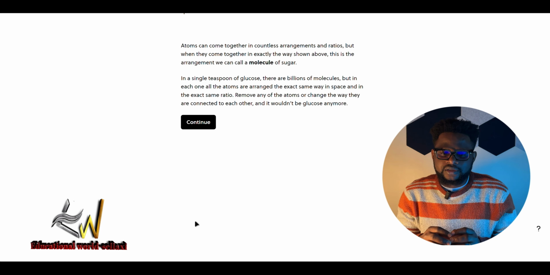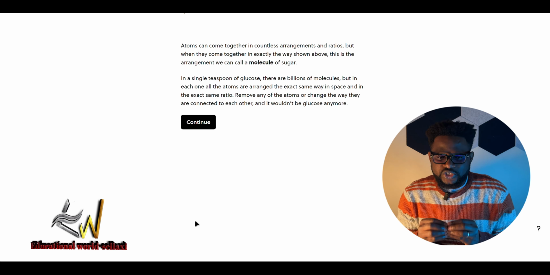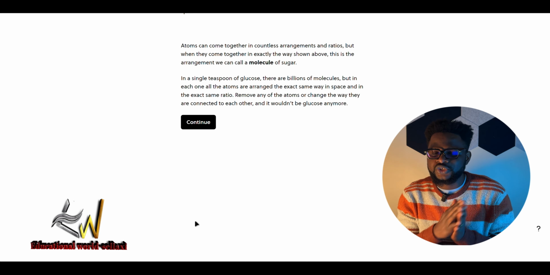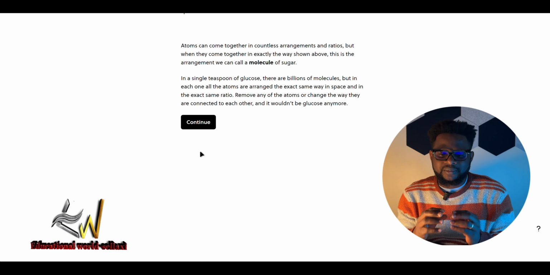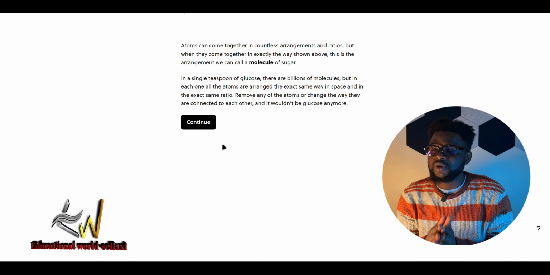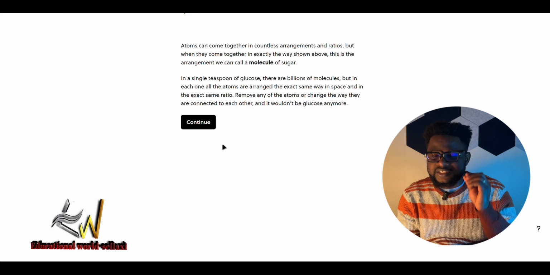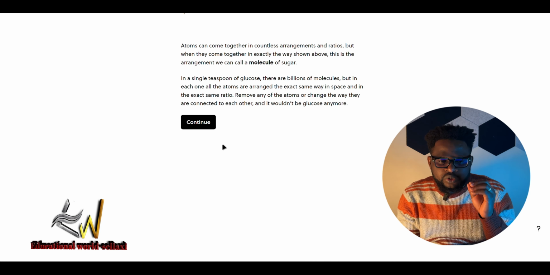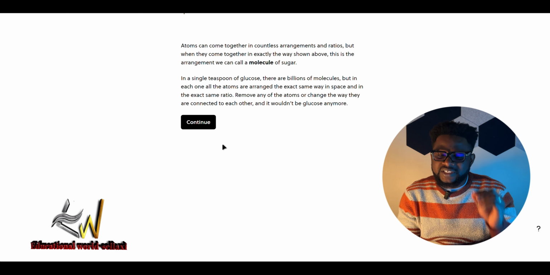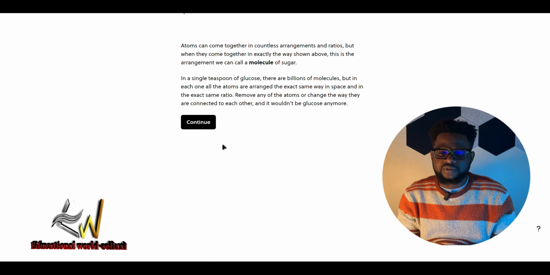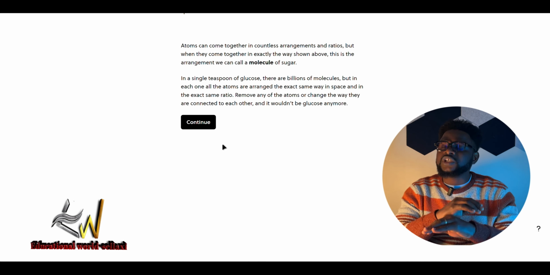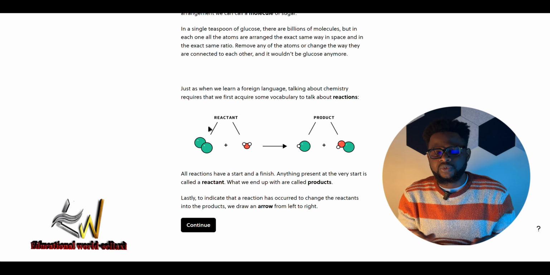Atoms come together in countless arrangements and ratios, but when they come together in exactly the same way as shown above, we call that a molecule. In this case, a molecule of sugar. In a single teaspoon of sugar, there are billions of molecules, and in each one, all the atoms are arranged the exact same way in space and in the same ratio. Remove any atom or change the way they are connected to each other, and it will no longer be glucose.